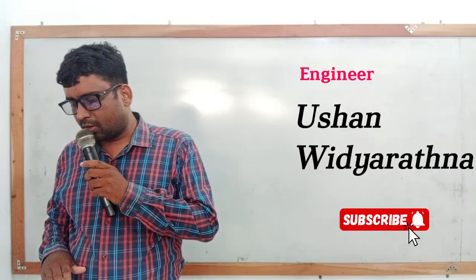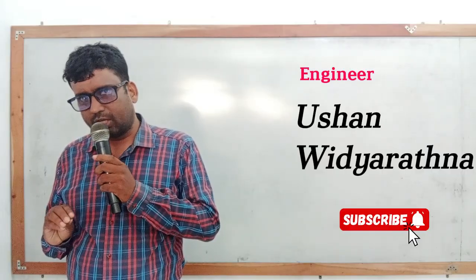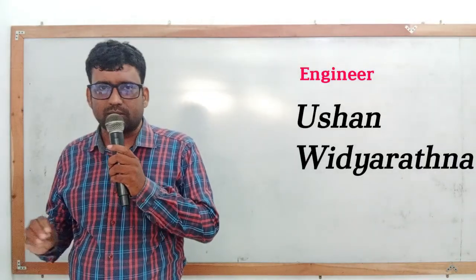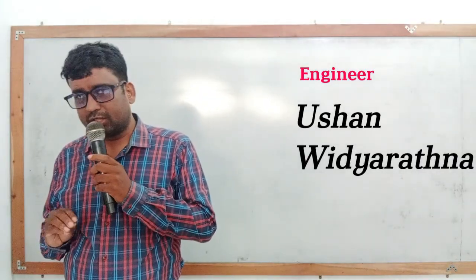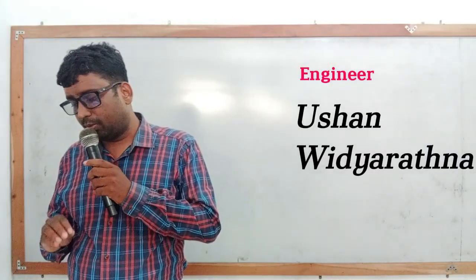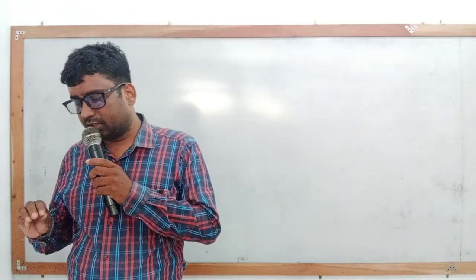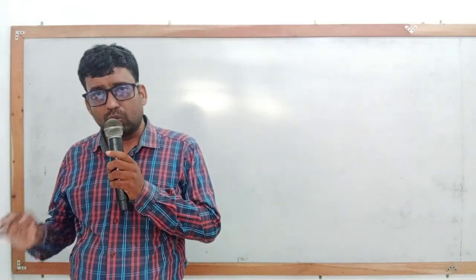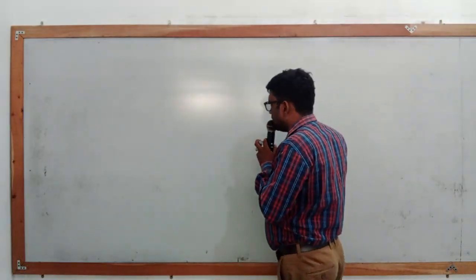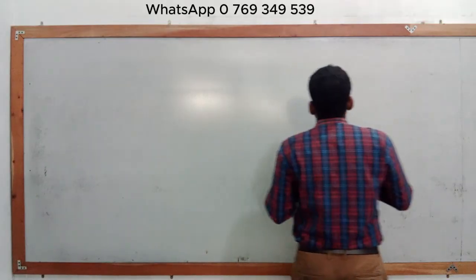The remainder when the polynomial function f(x) is divided by x minus 1 is 2. First we have to know the theory. What is the remainder theorem?